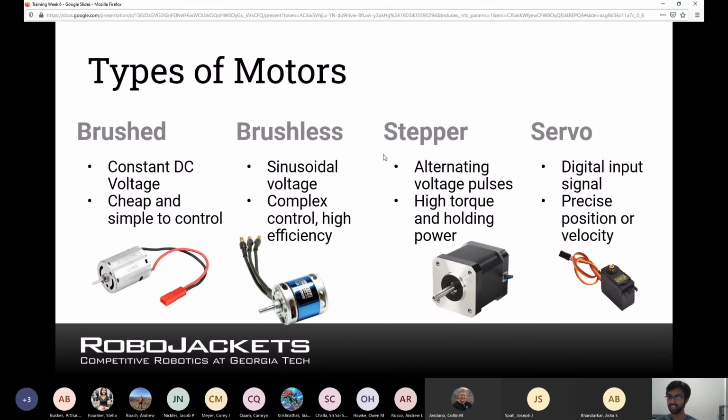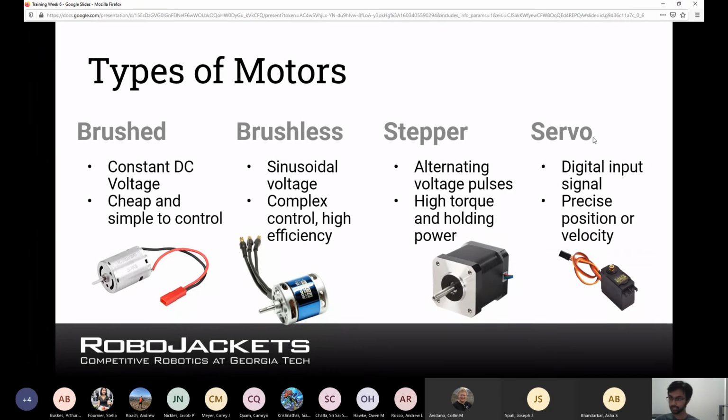If you have particular speed control requirements, brushed and brushless motors are very effective. If you need to control the position of something, the stepper or servo motors might be a more accurate choice. For a stepper motor, you can cause it to move forward in steps by alternating voltage pulses across each of the 2 internal coils. And the benefits of a stepper motor is that you get very high torque and very high holding power. You can energize one coil and then the stepper motor will stay there, it'll never move.